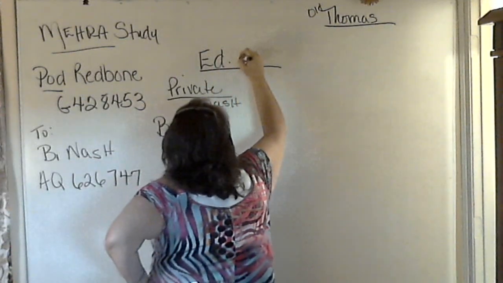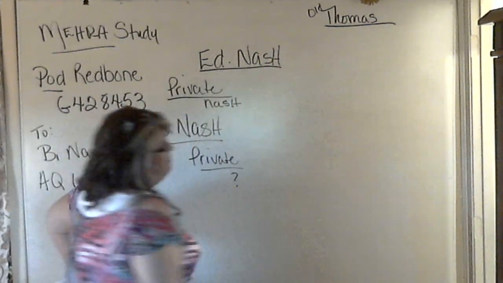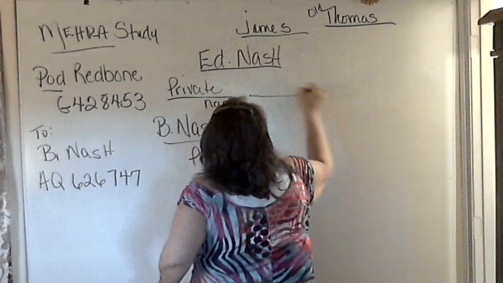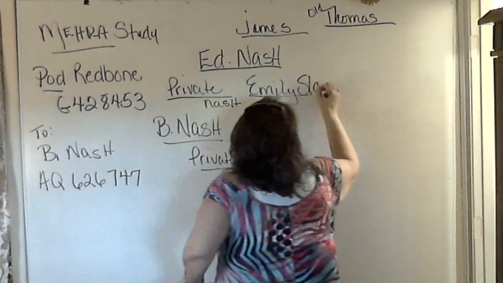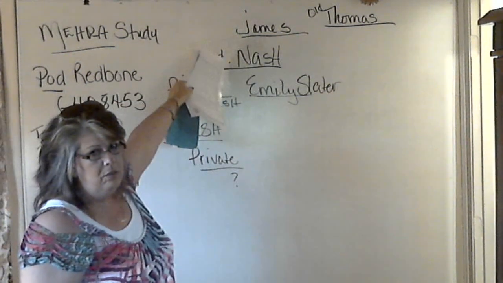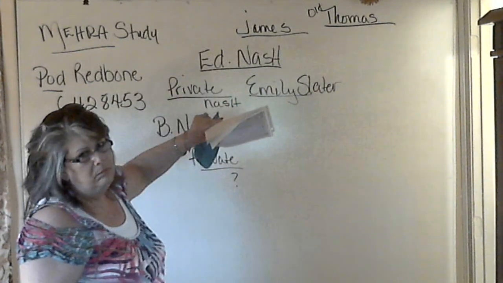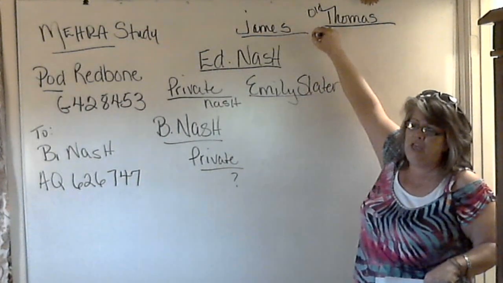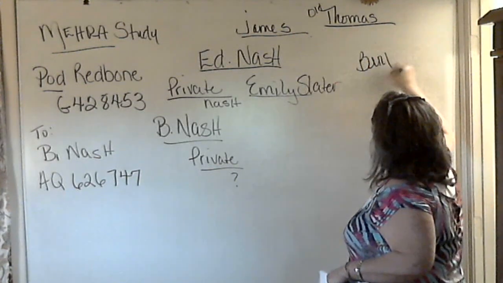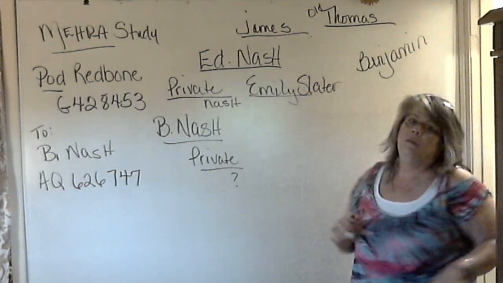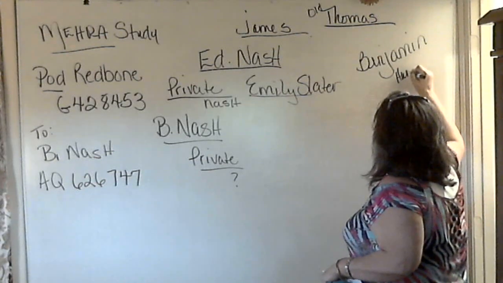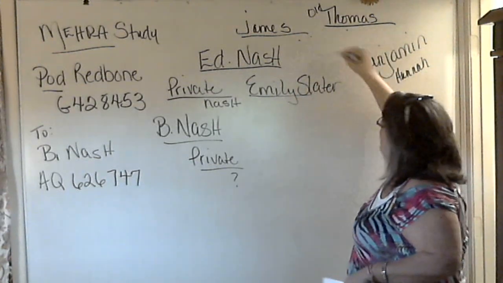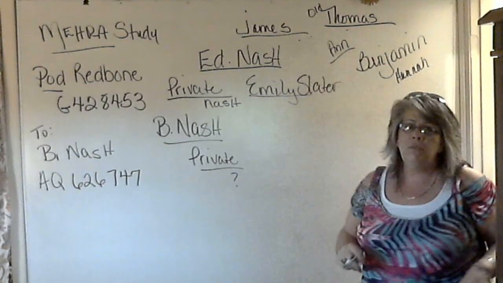You know, I should have checked this all. But this gets me up there. Ed Nash was the son of James and Emily Slater. Okay, so there's our full match right there. Okay, but then I come from Benjamin, who is a half brother to James. Benjamin was the son of old Thomas and Anna. Okay, and so there's my third match.